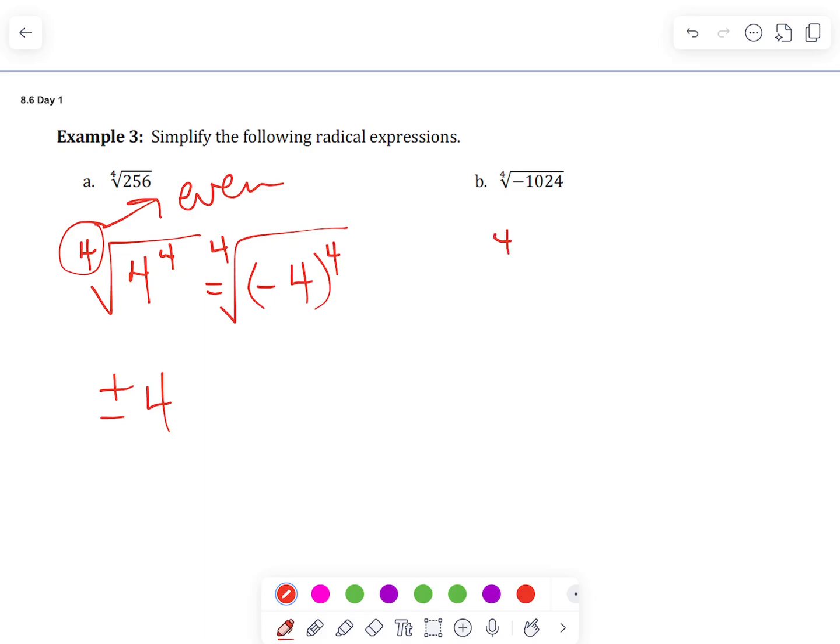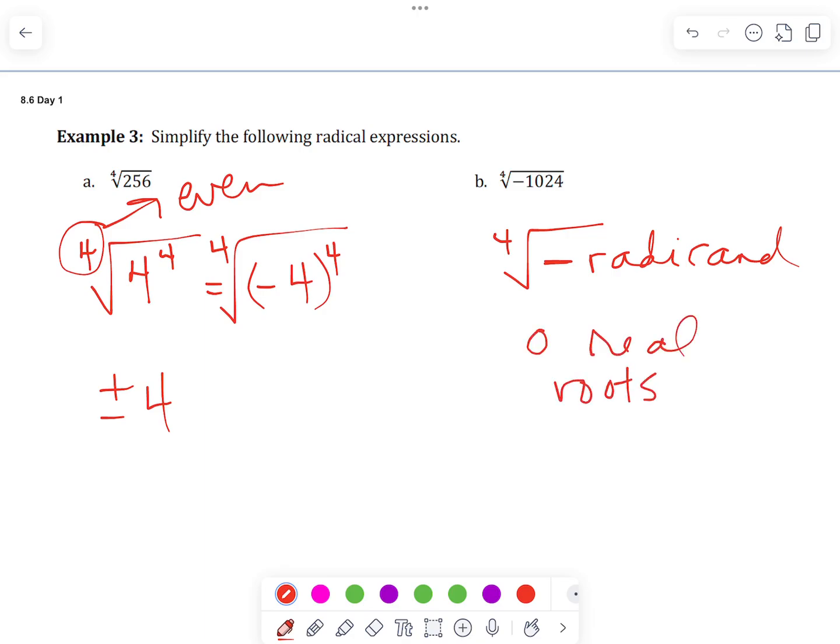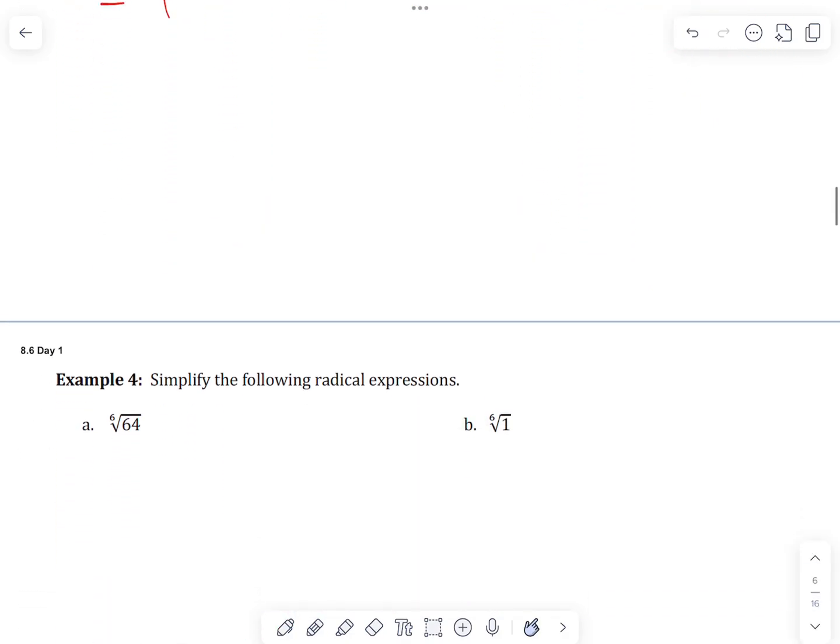The 4th root of negative 124, notice that this is a negative radicand. So we have 0 real roots. We call this then imaginary. We worked with i's before.